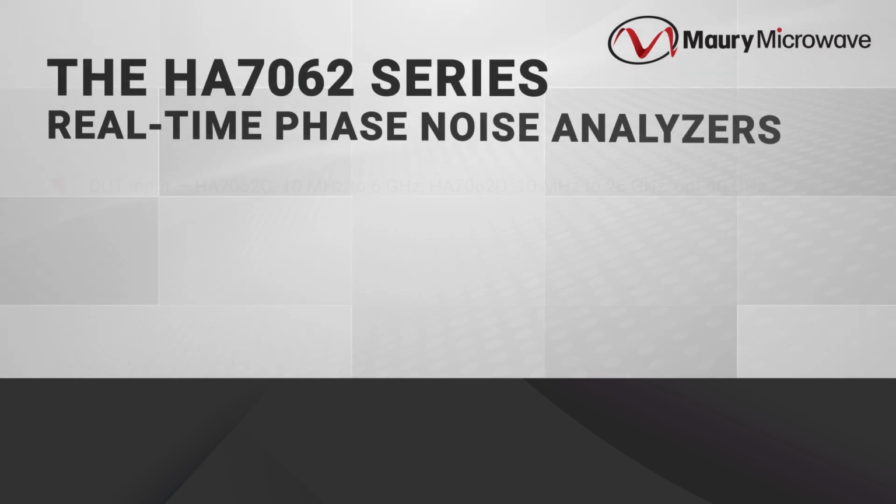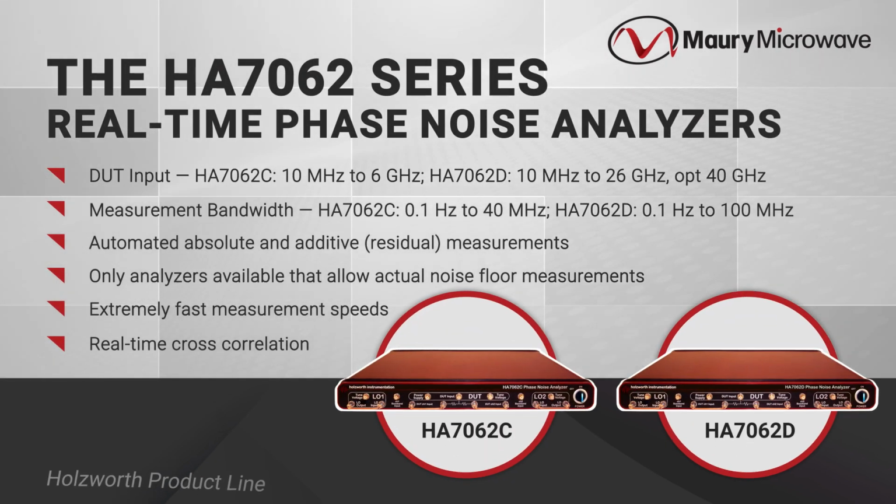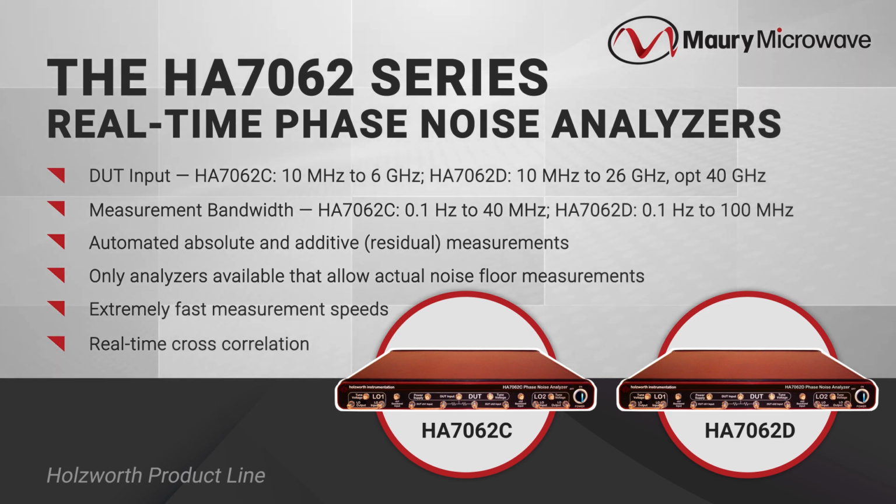The HA7062C and the HA7062D are great phase noise analyzers for performing additive and absolute measurements. In this demonstration, we covered how to configure the instrument along with the extra components that are needed for performing additive measurements, which allow engineers to not only debug the entire system phase noise, but now also debug individual components' phase noise and how they're contributing to the overall device.